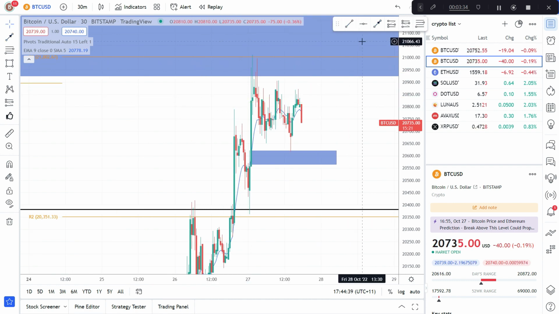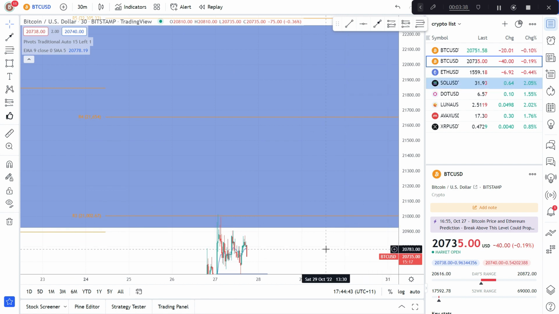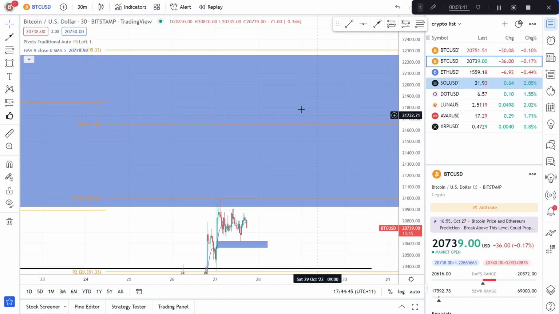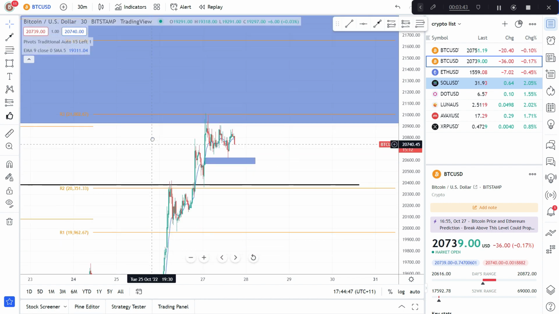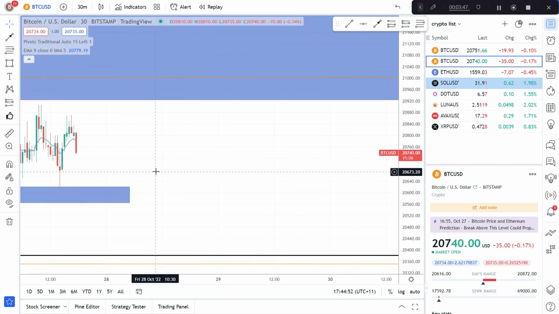However, I would actually take this bet and I would take this move just because we have so much, literally so much imbalance that we could take. It literally doesn't make sense to go back down at this point in time.